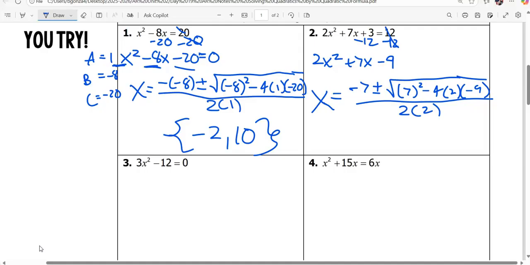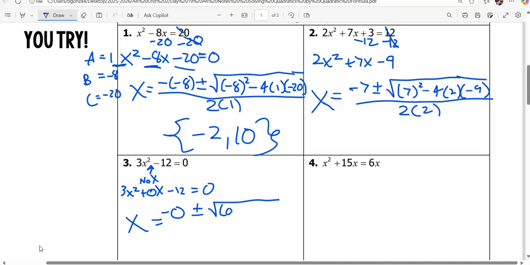Now, number 3 is weird because there's an x squared, there's a number, but right here, no x means 0x. So it's 3x squared plus 0x minus 12 equals 0. So x equals negative b, which is 0, which is nothing. Negative 0 if you want. Plus or minus the square root of b squared, which is going to be 0, minus 4ac, divided by 2a.